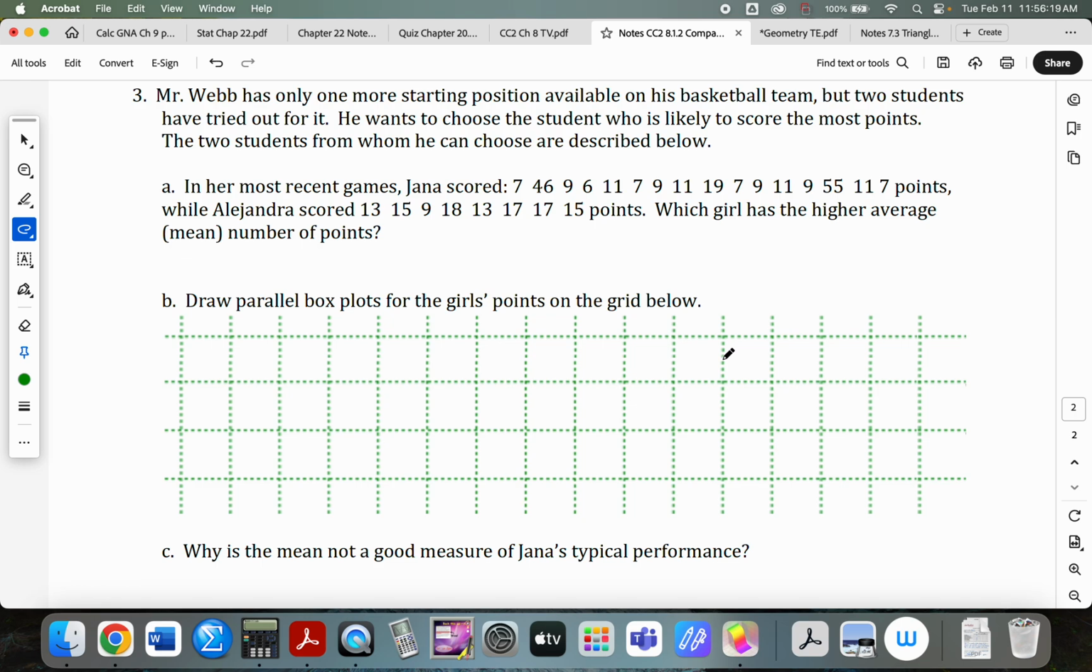How do you score 55 and then score 7? On the other hand, Alejandra scored 13, 15, 9, 8, 13, 17, 17, 15. She's better. Alejandra is a girl. She's better than Jana. All right. So, which girl do you think is going to have the higher average?